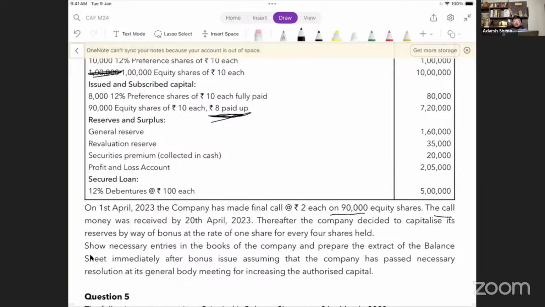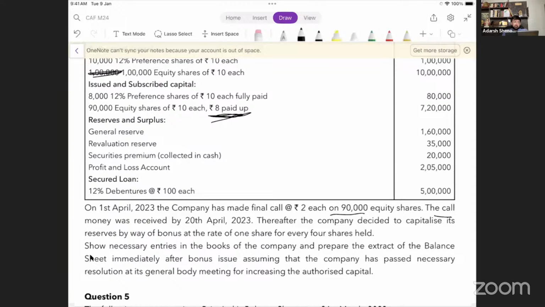Thereafter, the company decided to capitalize its reserves by way of bonus at the rate of 1 share for every 4 shares held. That is why they converted the partly called up equity shares into fully called up shares, because they wanted to do a bonus issue. As per Section 63, one of the conditions for a bonus issue against existing shares is that such existing shares must be fully called up. So first they converted those, and after that they're going to do a bonus issue.